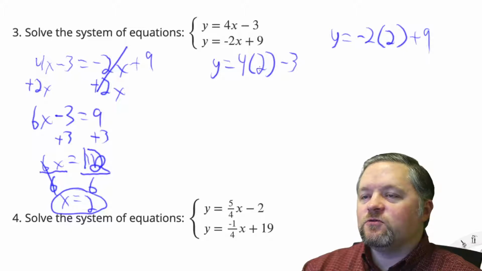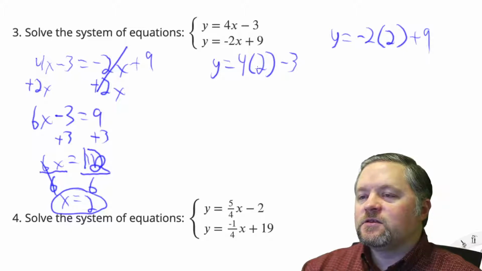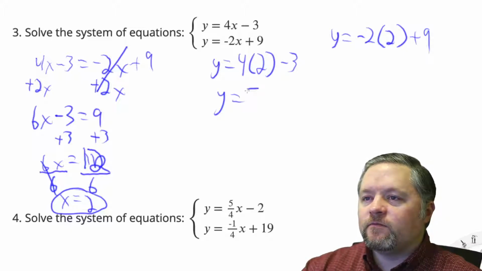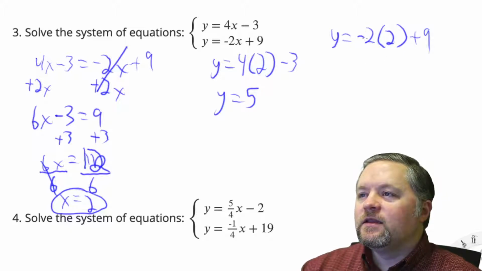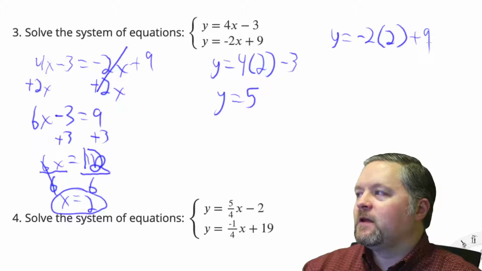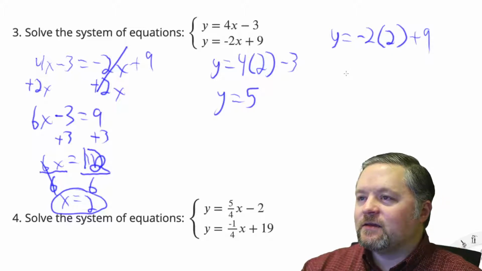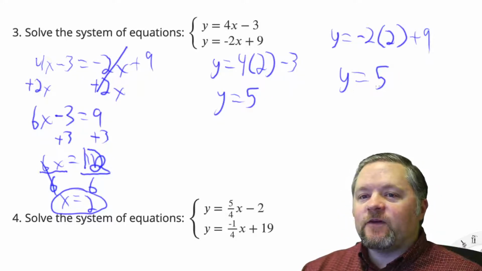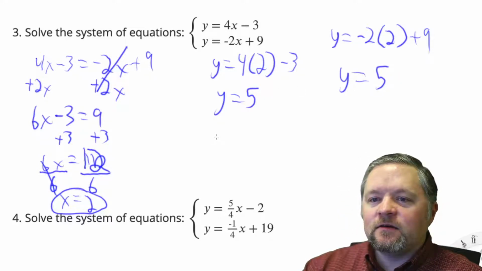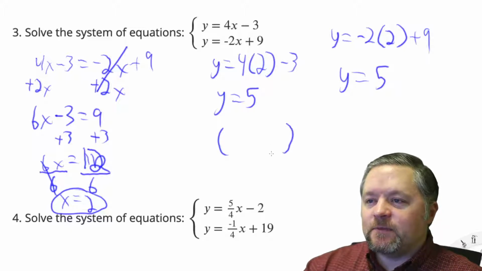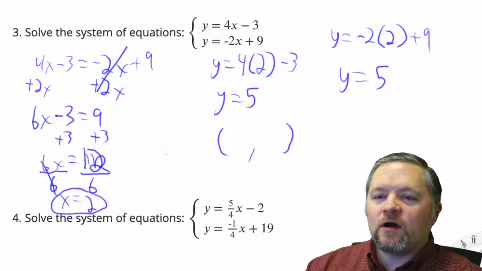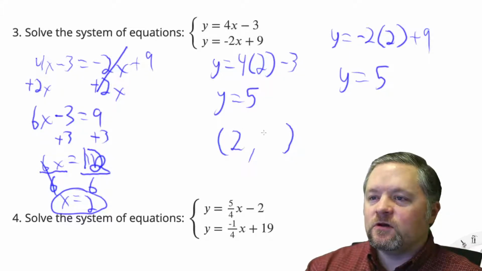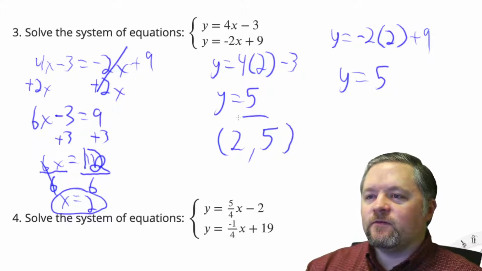4 times 2 is 8. Subtract 3 is 5. Negative 2 times 2 is negative 4. Negative 4 plus 9 is 5. Okay, we got the same value. That means we did it correctly. So the solution to a system of equations is a point, an x and y value. Our x value is 2. Our y value is 5.